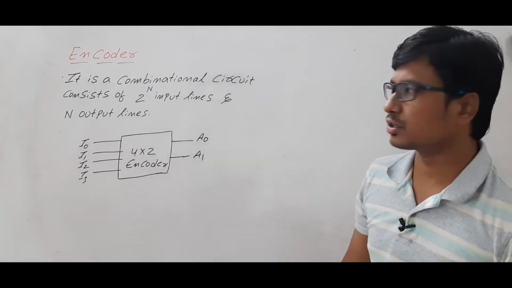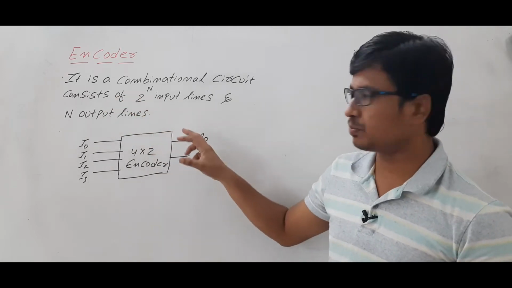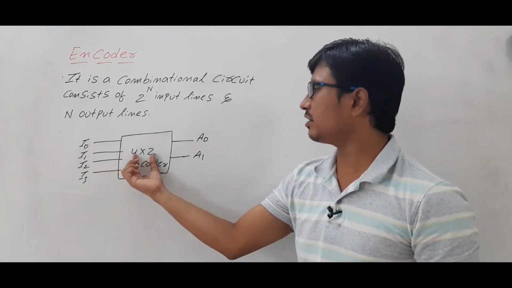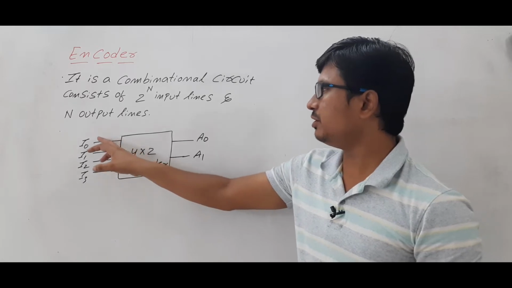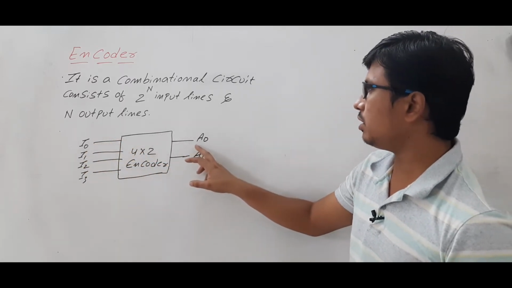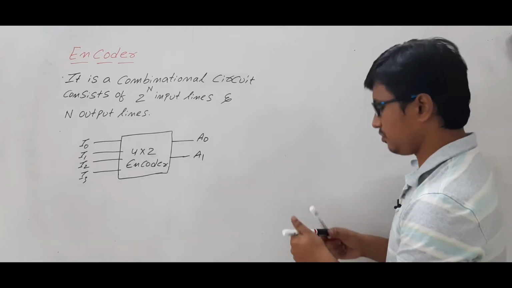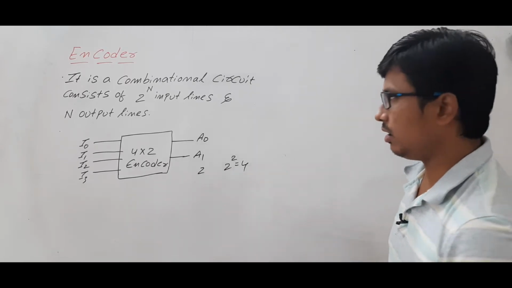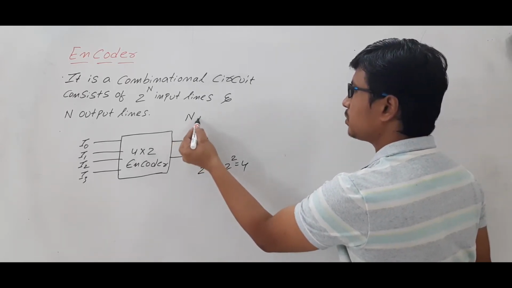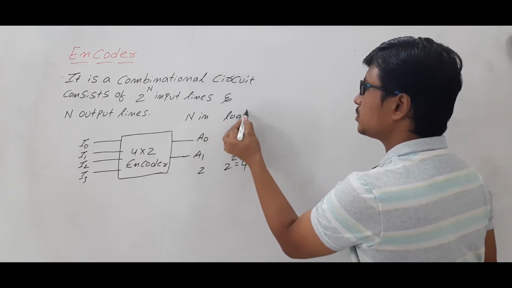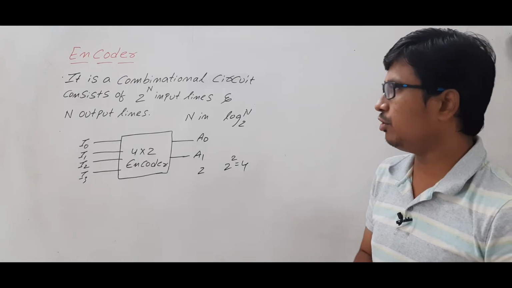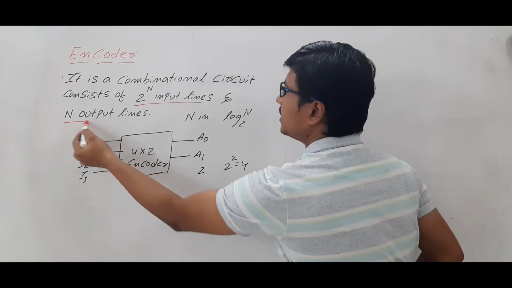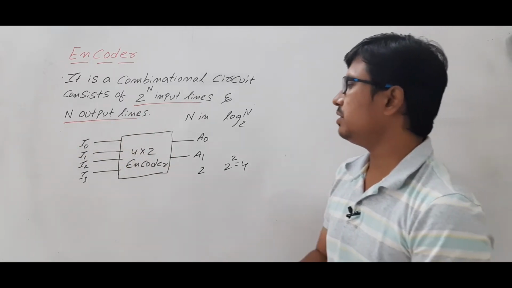It is a combinational circuit consisting of 2 power n input lines and n output lines. If you see, we have taken a 4 cross 2 encoder. So the number of inputs is 4 and the outputs are 2. Am I right or wrong? If you take the 2 outputs, then 2 power 2, that is 4 input lines, will be there. Or if you have n input lines, then log n base 2 output lines are possible. I hope you have understood. If you have 2 power n input lines, you will have n output lines. Is it clear? So, that is an encoder.